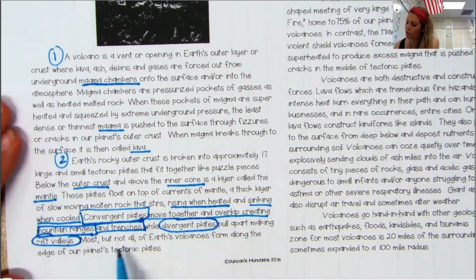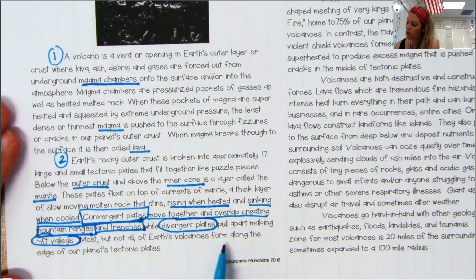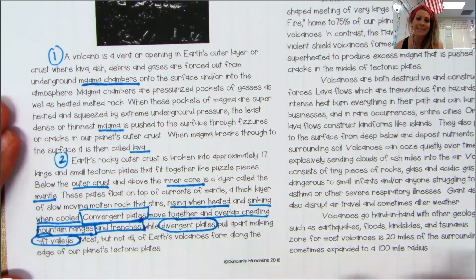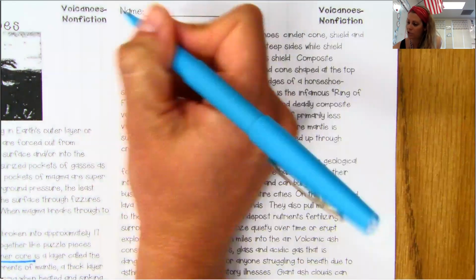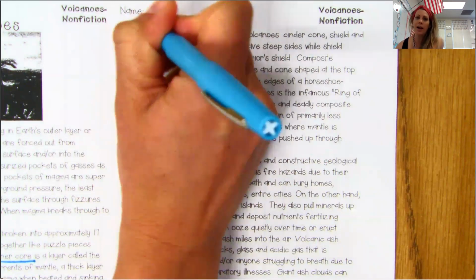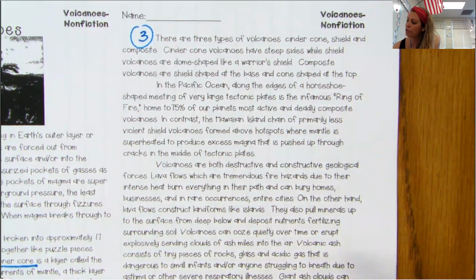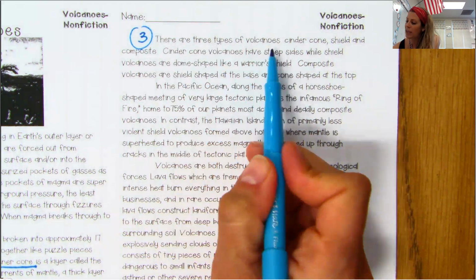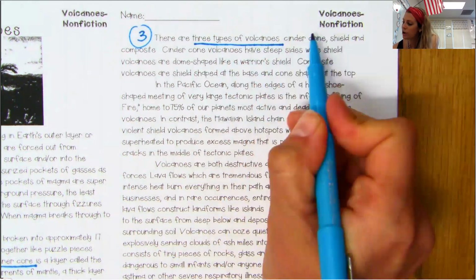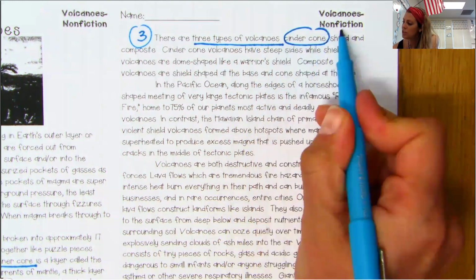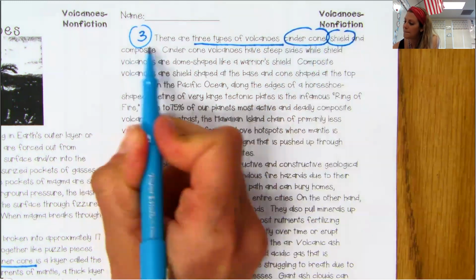Most, but not all, of Earth's volcanoes form along the edge of our planet's tectonic plates. All right, so that was paragraph 2. Lots of information in that one. Paragraph 3. There are 3 types of volcanoes. Important: the cinder cone, the shield, and composite.